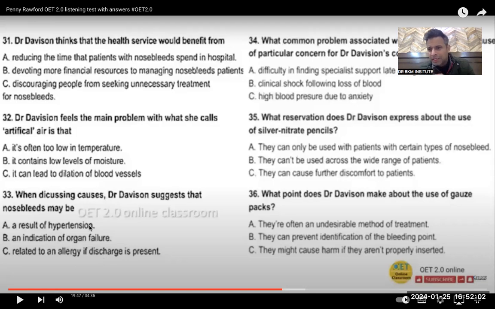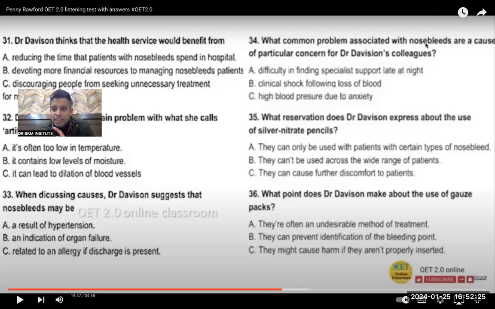So this is the question, but I normally do not read kind of options, because it makes you have a lot more statements. You want less statements in your mind, otherwise you will get confused. So question number 1, benefit, health services. Second question, main problem, artificial. Third question, cause of nosebleed. That's it.